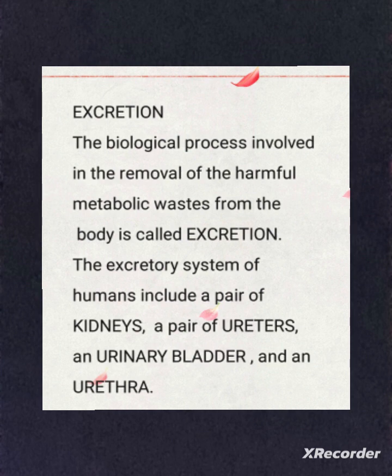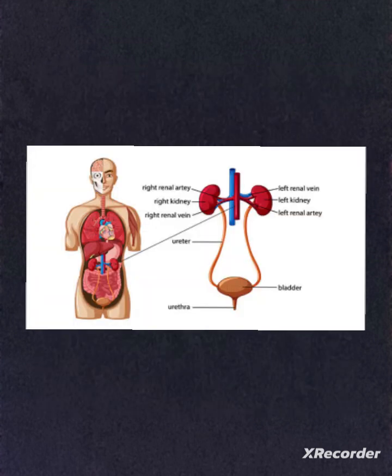Now, let's know how exactly the excretion process takes place in human beings. The excretory system of human beings includes a pair of kidneys, a pair of ureters, a urinary bladder, and a urethra. Now, what do you mean by kidney? These are bean shaped structures located on either side of the backbone and are protected by ribs and muscles of the back. So, it means that you'll be having a pair of kidneys.